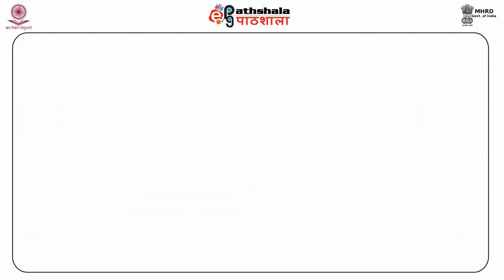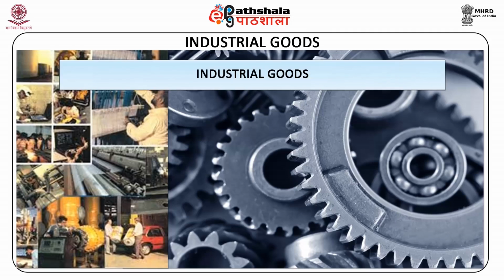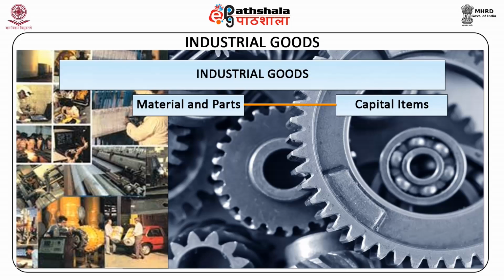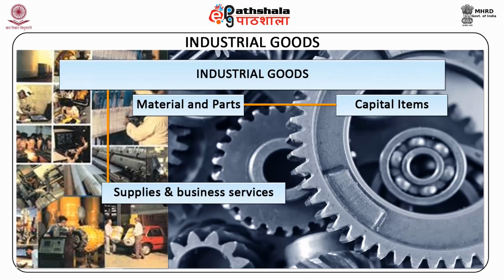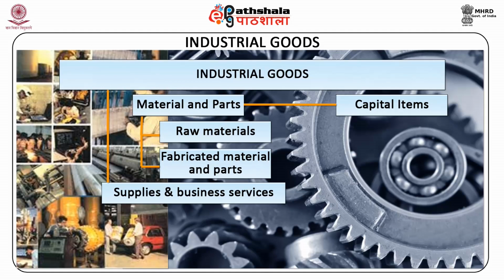The next type is industrial goods. Industrial goods can be classified in terms of how they enter the production process and their relative costliness. They can be divided into three groups: material and parts, capital items, supplies, and business services. First, material and parts. These are goods that enter the manufacturer's products completely. They fall into two categories: raw materials and fabricated materials and parts.